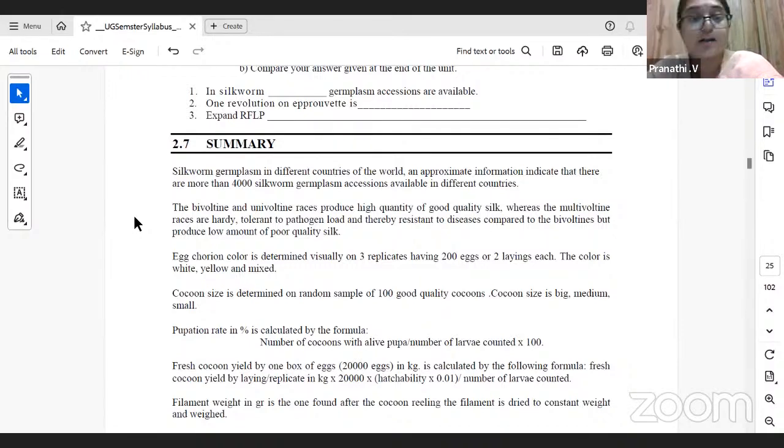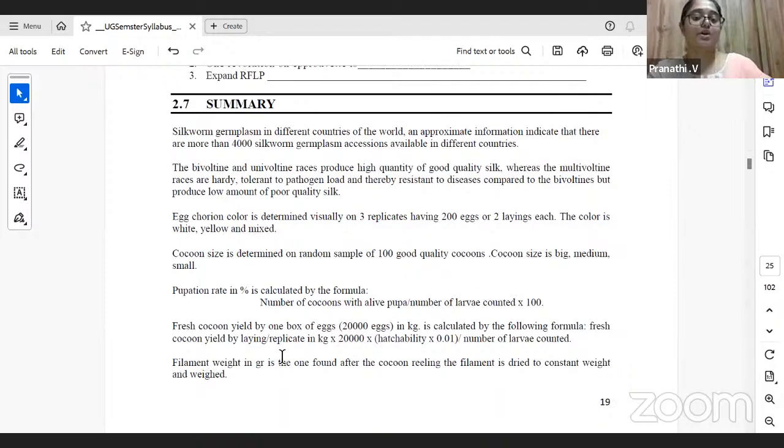Multivoltine or polyvoltine races are going to be tolerant to pathogen loads. They are going to be hardy, resistant to different kinds of diseases. But they are going to produce a low amount of silk that is poor in quality. And egg chorion color, you can visually discriminate it on the three replicates, and the color is either white, yellow or mixed. Cocoon size, randomly around 100 cocoons are taken and the sizes can be determined as big, medium or small.